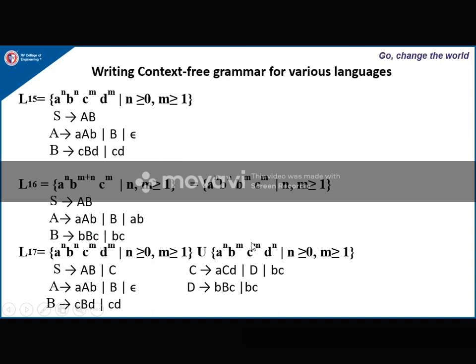Next is the union of two languages. If that is the case, you start with S derives A or B, where the first language is generated by this and the second language is generated by this, and make it an OR.